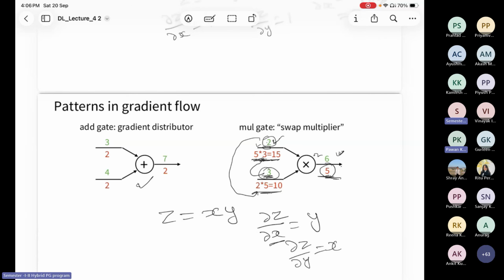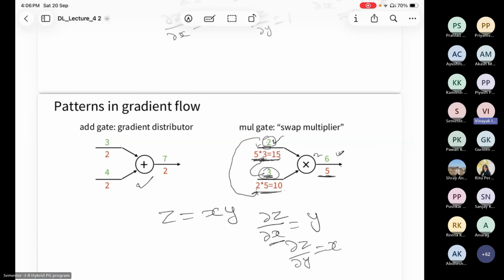Then your upstream gradient is also coming, so the upstream will be multiplied with that. So 5 into 3 will be 15, and 2 into 5 will give you 10. We are just trying to observe the pattern, how they are doing this.